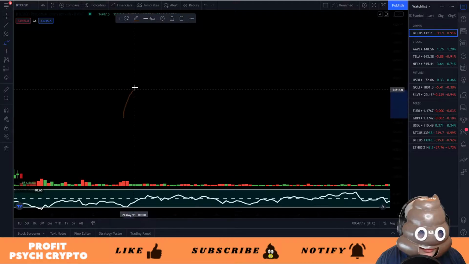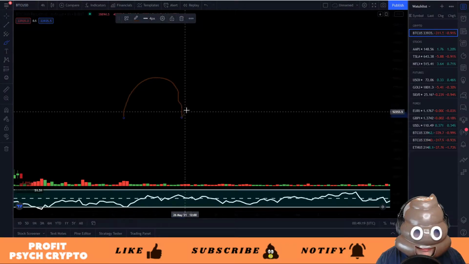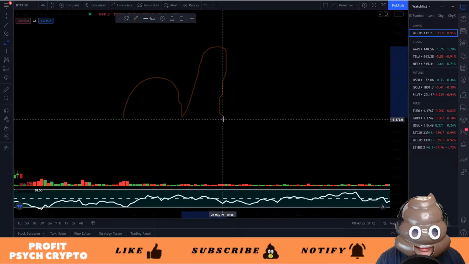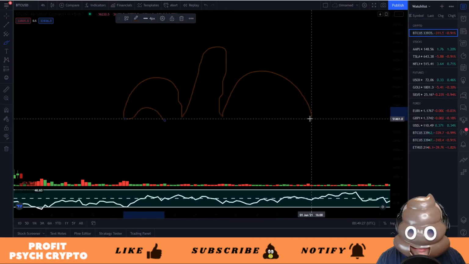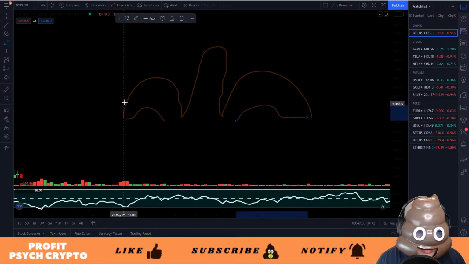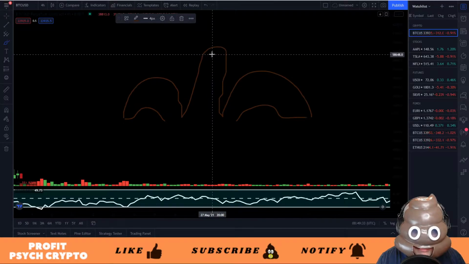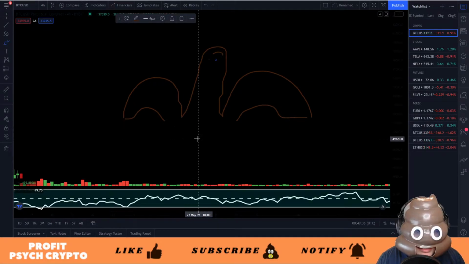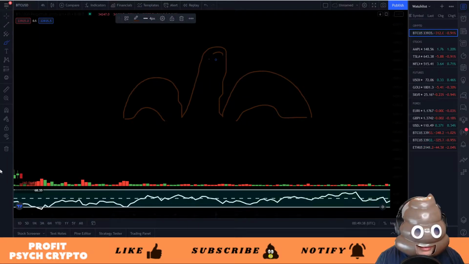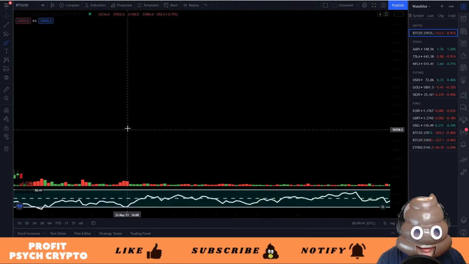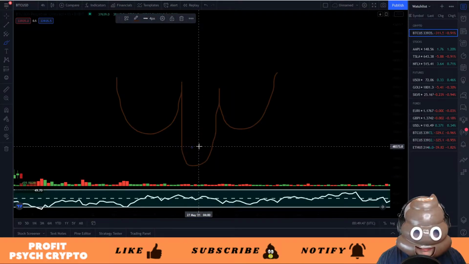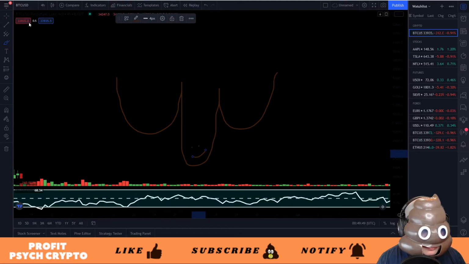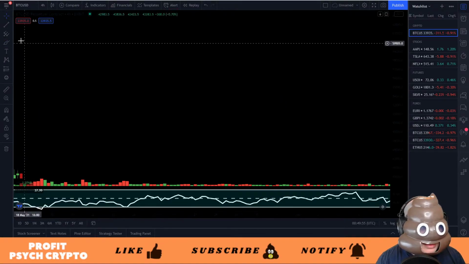So a turtle head pattern starts with a left cheek, and then a higher head, and then a right cheek. The reason I call this a turtle head pattern is because it kind of reminds me of a turtle. You have the left arm, the right arm, and then you have the head. Little cute smiley face there at the top. Now, the turtle head pattern also has an inverse variation, where you have a left cheek, a head, and a right cheek. And there's a little cute turtle head smiley face. So that's the general pattern. Let's go ahead and apply it to the charts.